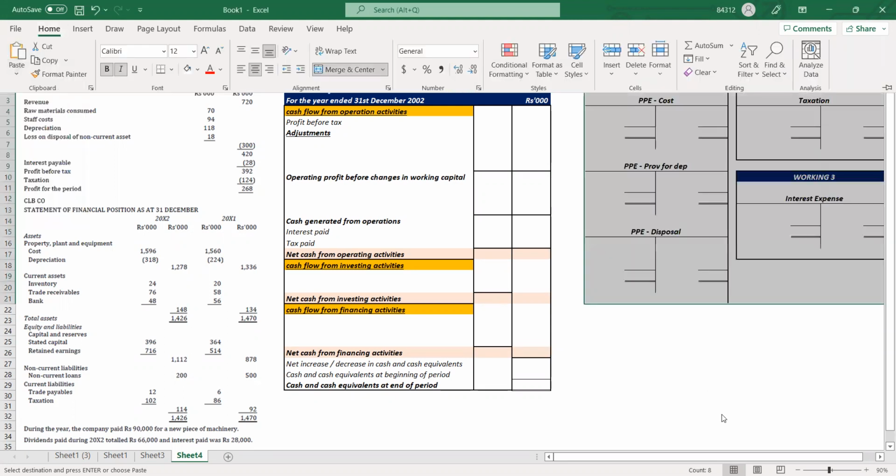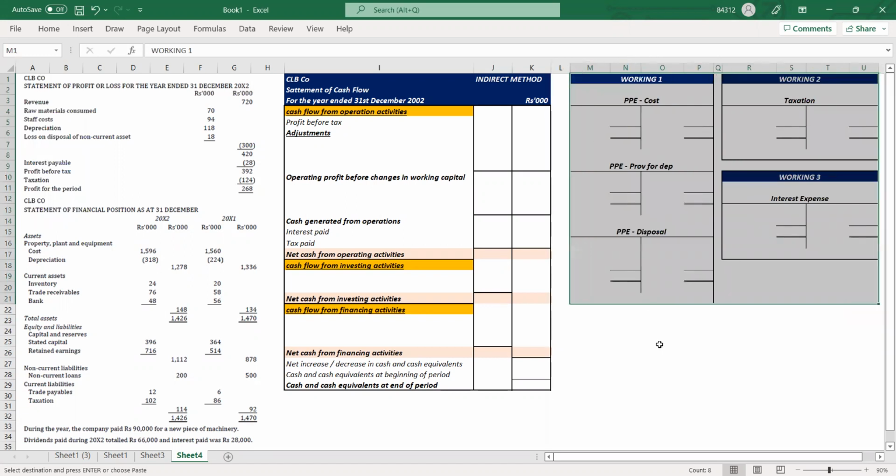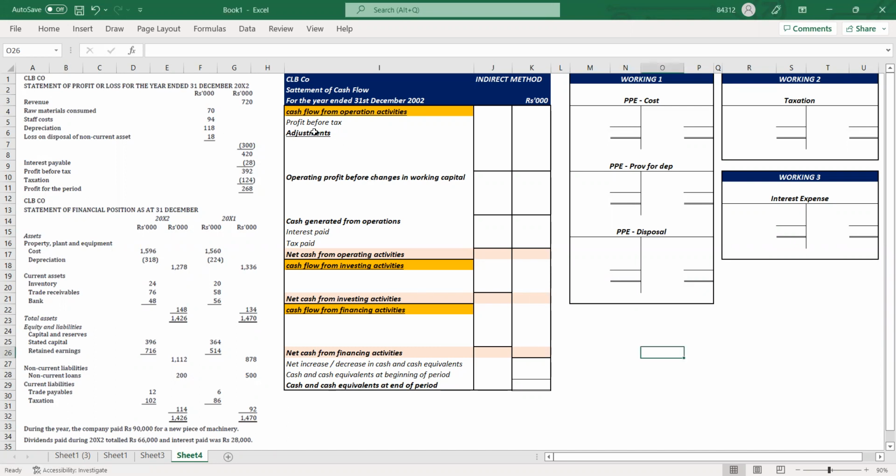These ledger accounts are a must. Okay, I'll give 5 minutes, draw all this.